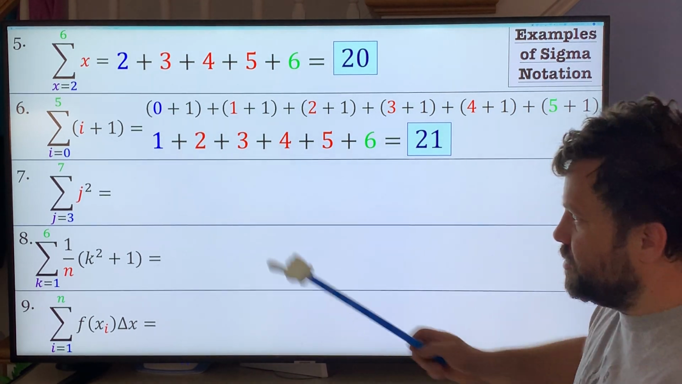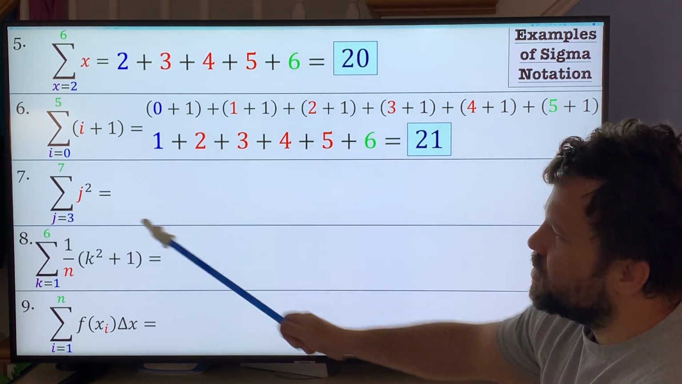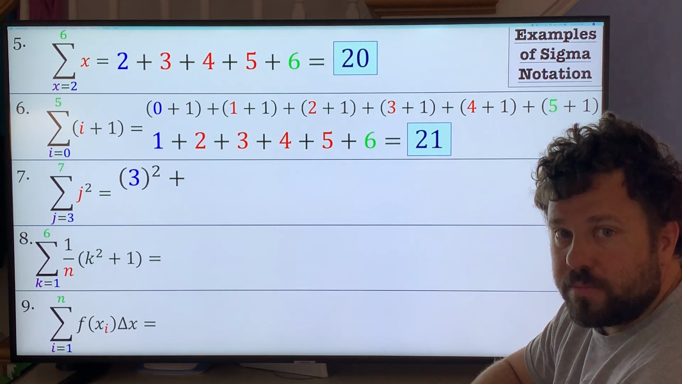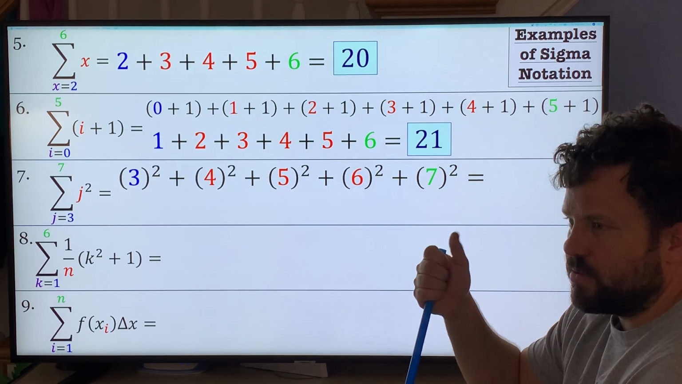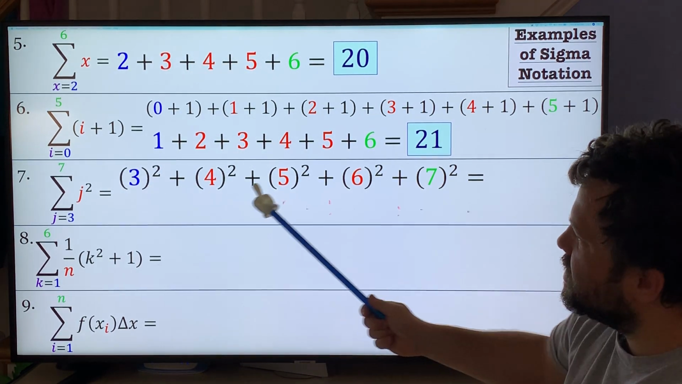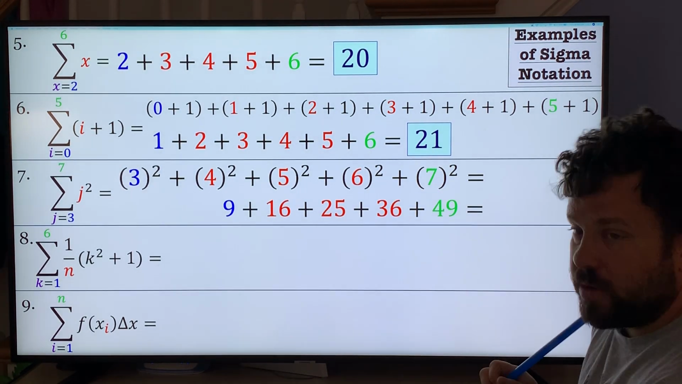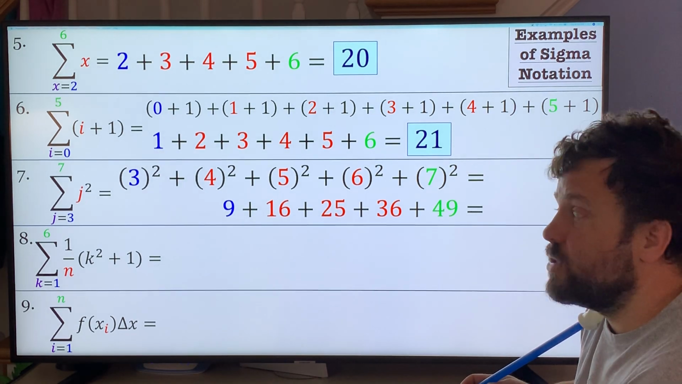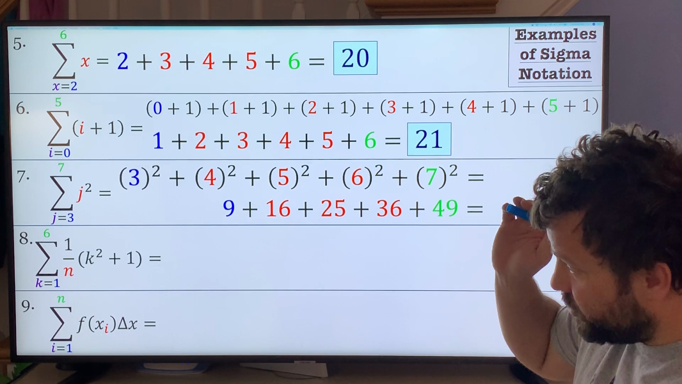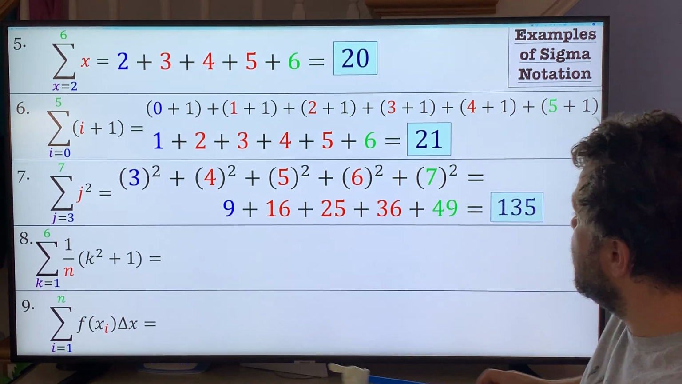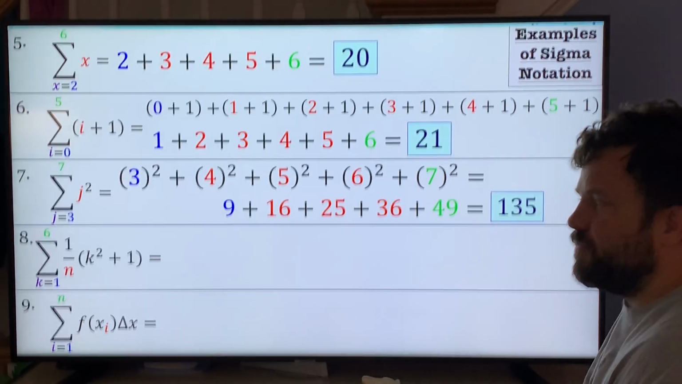Now we've got j squared. So we're starting at 3. So you start with 3 squared, 4 squared, 5 squared, 6 squared, and 7 squared. So you've got 9, 16, 25, 36, and 49. Add them together, because you're squaring each term individually. You don't add them all up and then square them. You have to treat each one as its own function, and you get 135.